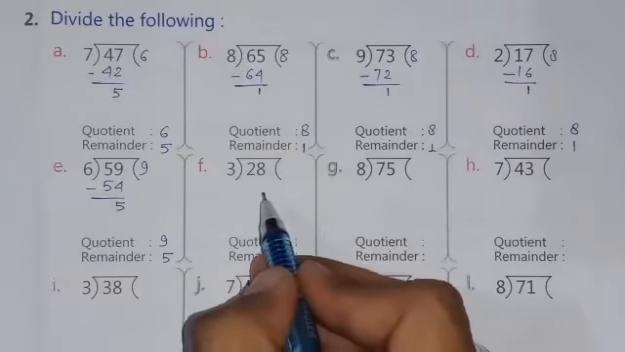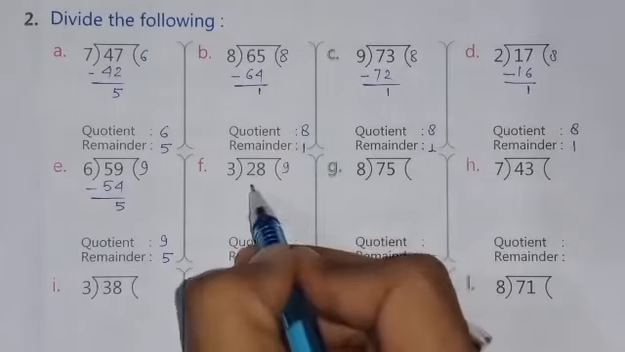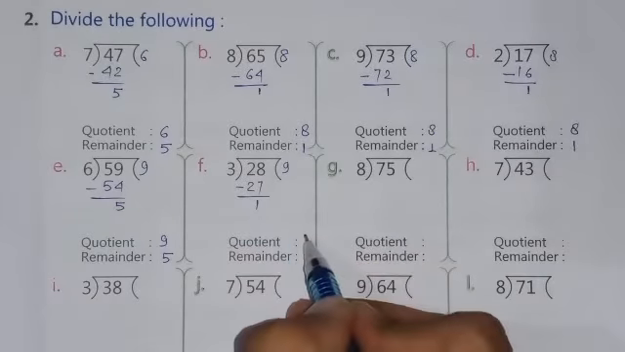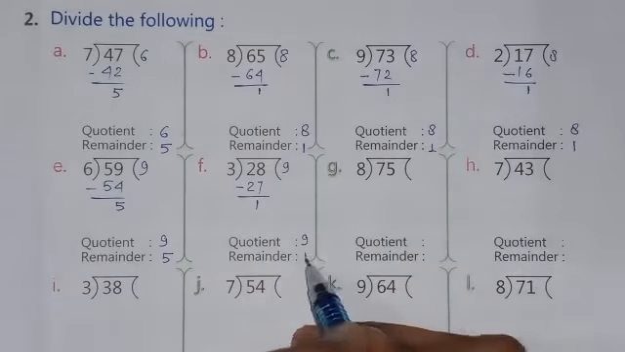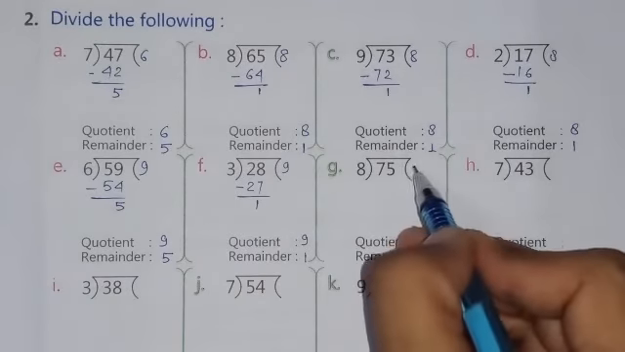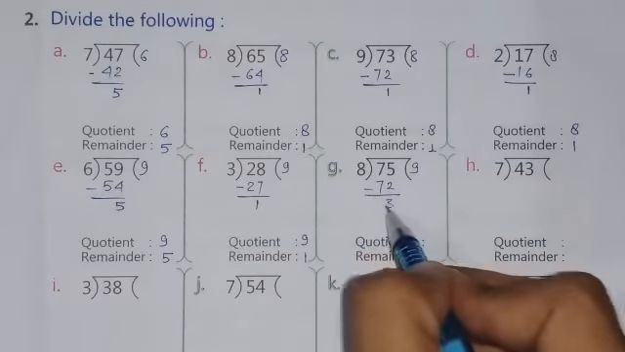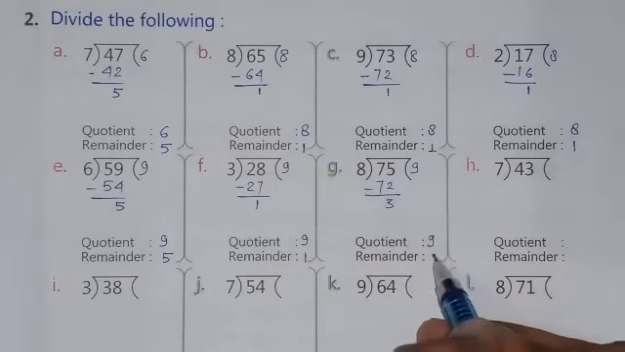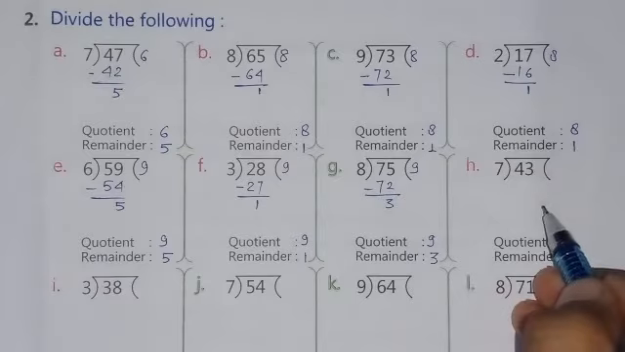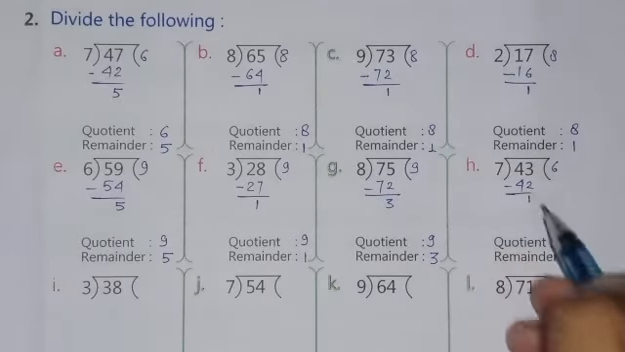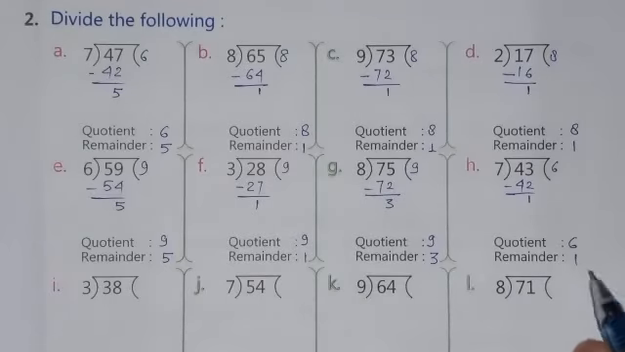In this question, 3 9s are 27. On subtracting you will get 1. So the quotient is 9 and the remainder is 1. In this question, 8 9s are 72. On subtracting you will get 3. So the quotient is 9 and the remainder is 3. In this question, 7 6s are 42. On subtracting you will get 1. Here the quotient is 6 and the remainder is 1.